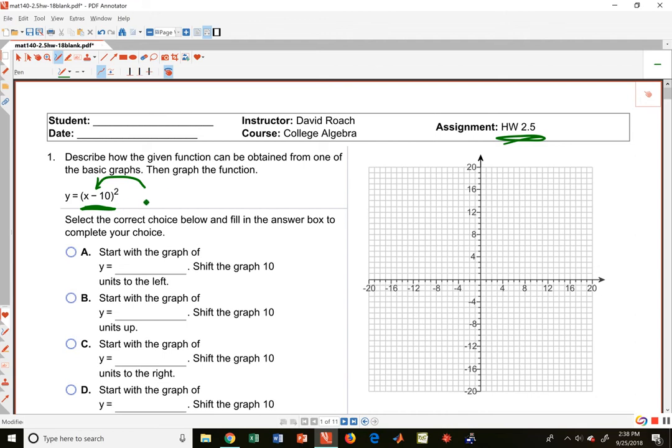squaring operation. So I call this a transformation before the function evaluation. This causes a shift in the graph. Now it does kind of the opposite of what you expect. If you have a minus 10, it shifts to the right by 10 as opposed to shifting to the left.